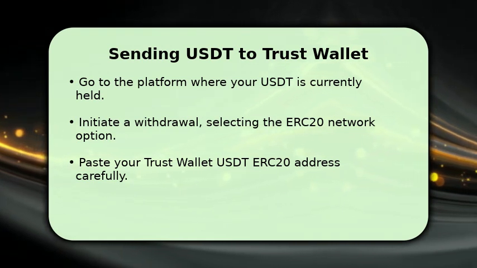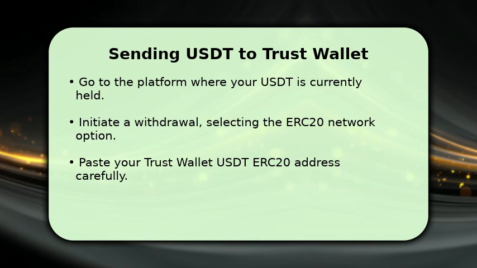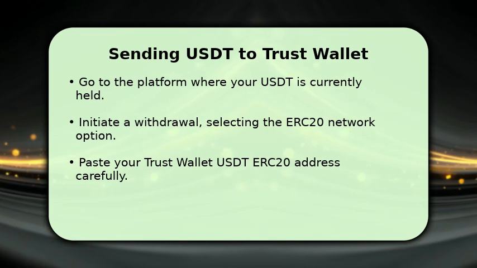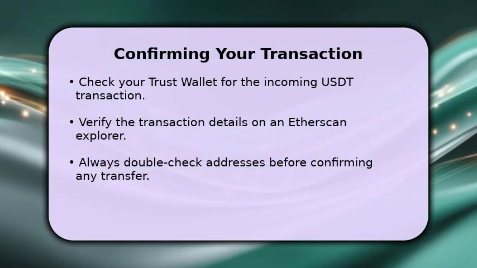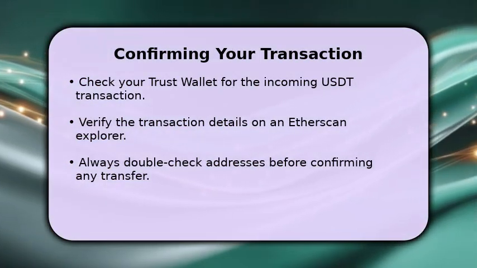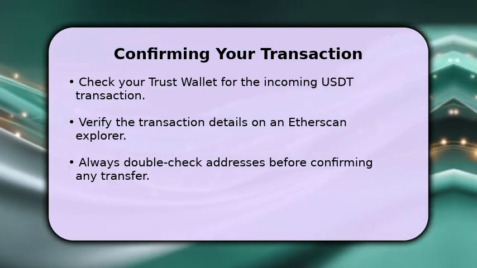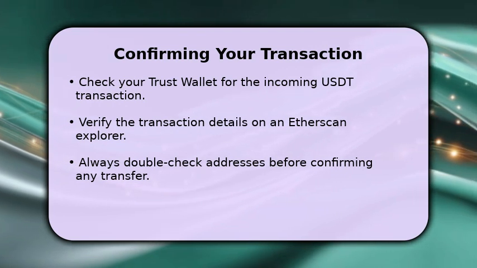Paste the Trust Wallet address you copied earlier into the recipient address field. Always double-check the first and last few characters of the address. After initiating the transfer, return to your Trust Wallet. You should see the incoming USDT transaction appear, though it might take a few minutes depending on network congestion.